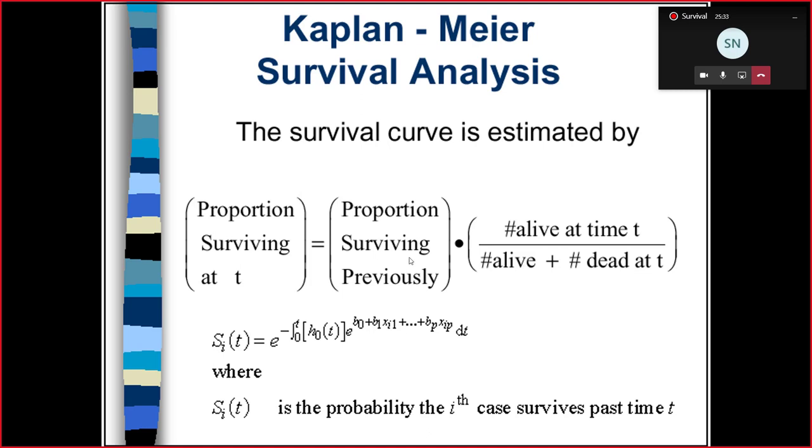So proportion surviving at time t equals to proportion surviving previously times number of life at time t and number of life at time t and dead at time t.